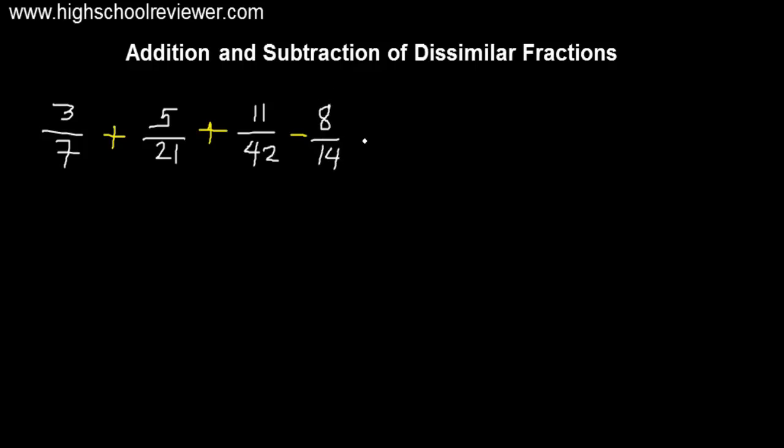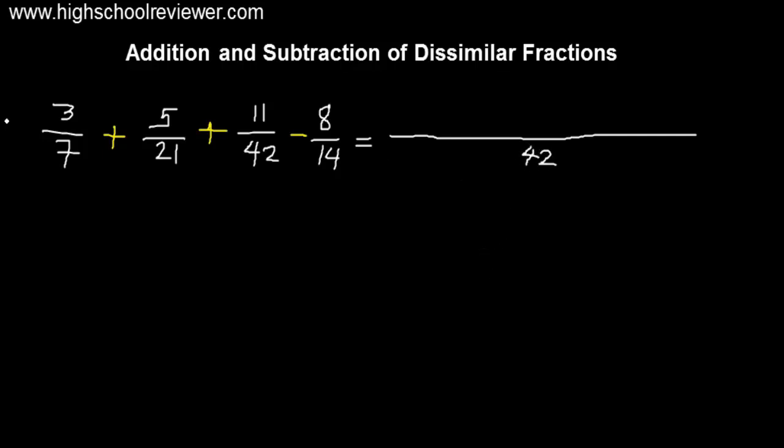Our next problem, we have 3 over 7 plus 5 all over 21 plus 11 all over 42 minus 8 over 14. Let's perform the operations. First, we will get the LCD. The LCD of 7, 21, 42, and 14, our LCD here will be 42.